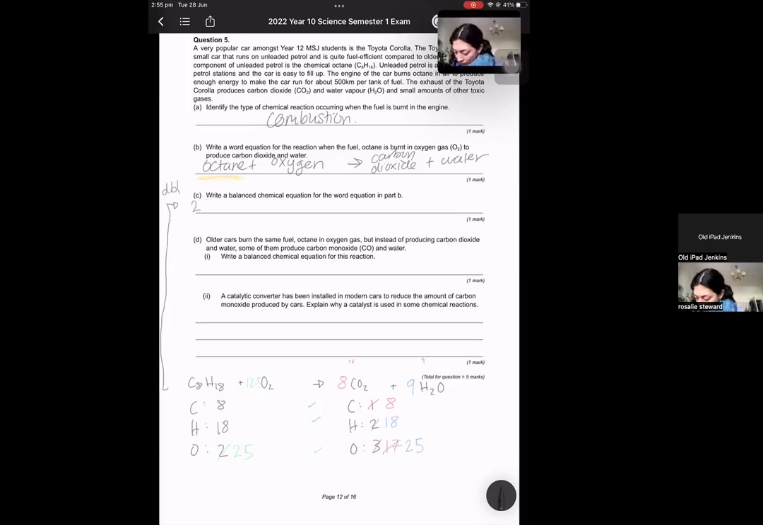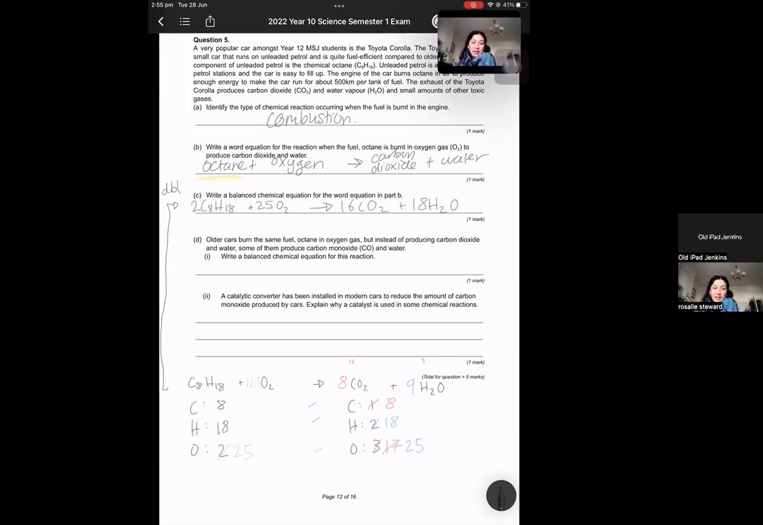So now I have 2 molecules of octane. I have 25 molecules of oxygen. I have 16 molecules of carbon dioxide. And I have 18 molecules of water.